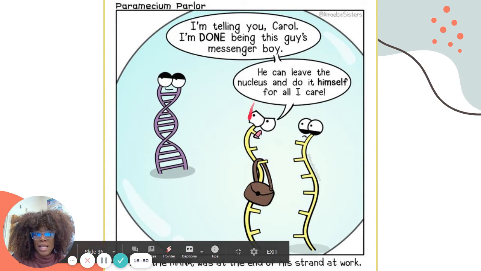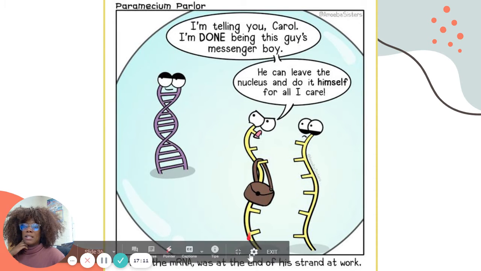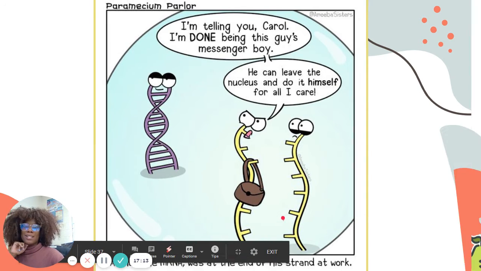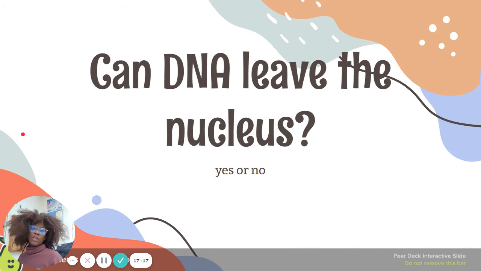Okay? This is a messenger RNA. And the messenger RNA looks a little bit mad. He's like, I'm telling you, Carol, I'm done being this guy's messenger boy. He can leave the nucleus and do it for himself for all I care. Which obviously, the DNA can't do, but it's just a funny cartoon type thing, okay? So DNA, and we know this is DNA because it is double-stranded, and we know this is RNA because it is single-stranded.